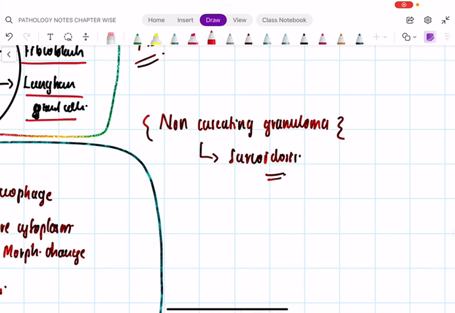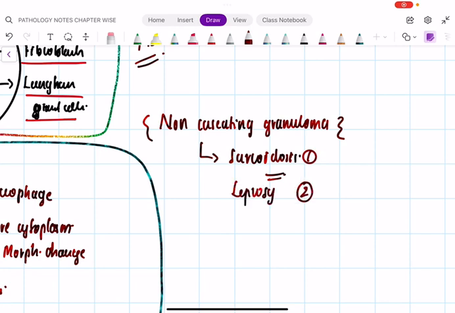You won't see that cheesy necrosis on gross appearance. Suppose I take a gross section of the lungs. If I look, there won't be any cheesy material. There will be cheesy material in tuberculosis, but in leprosy there won't be. So that is the first example, and leprosy is also an example of non-caseating granuloma.